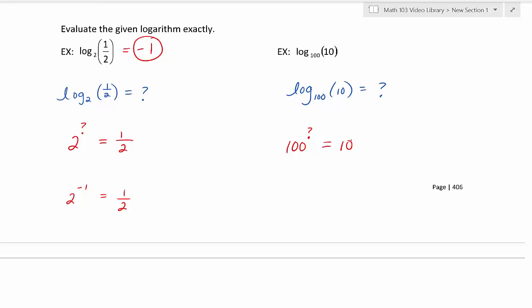I only know that the square root of 100 is equal to 10, and the square root can be rewritten as the exponent of 1/2. So 100 to the 1/2 power is equal to 10. That means that log base 100 of 10 is equal to 1/2. It's equal to the exponent because that's what we were looking to find. That was our question mark.